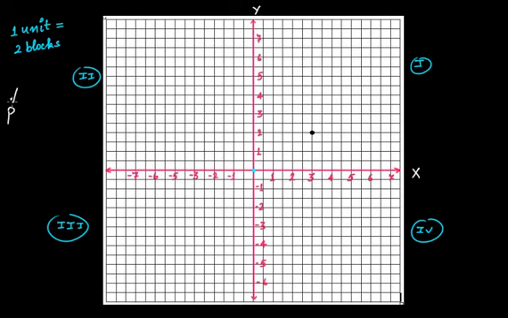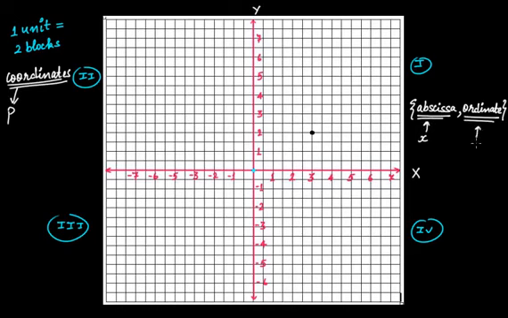Abscissa tells us the x coordinate. Don't worry, I'll explain you in a very, very simple way. This tells you about the x coordinate and this tells you about the y coordinate. To tell the position of this point P, it means that you have to tell the coordinates of this point P. The coordinates have 2 parts, abscissa and ordinate. Abscissa tells you the x coordinate and ordinate tells you the y coordinate.